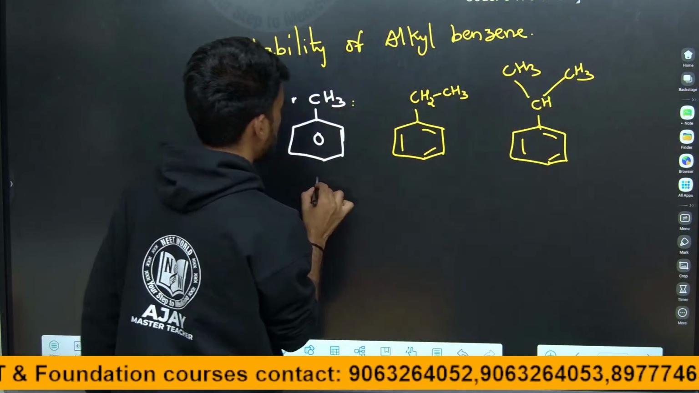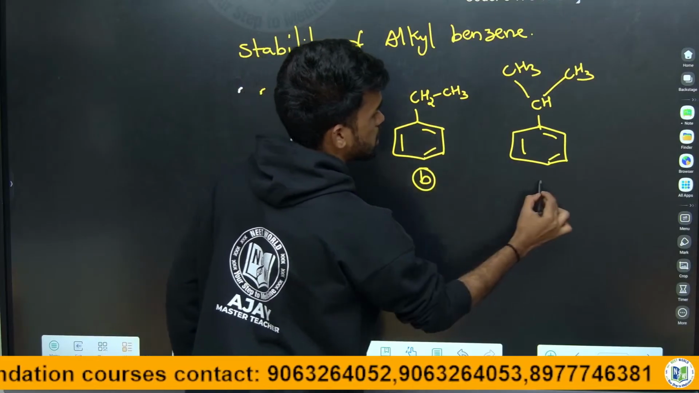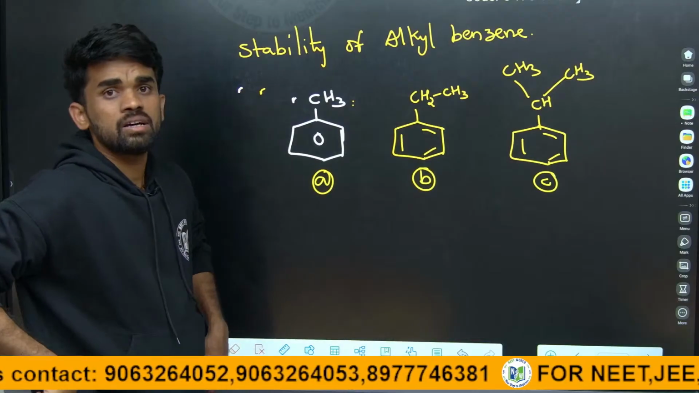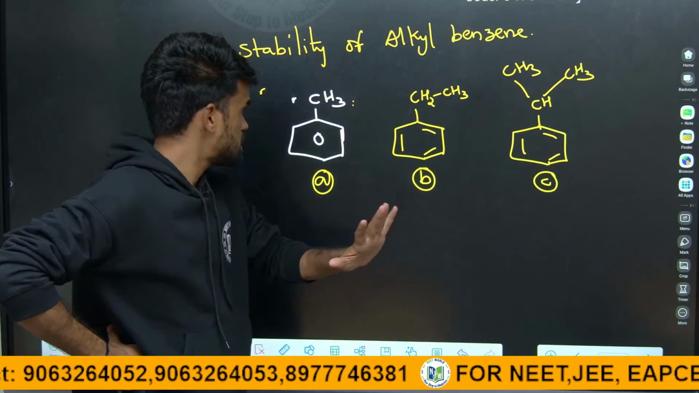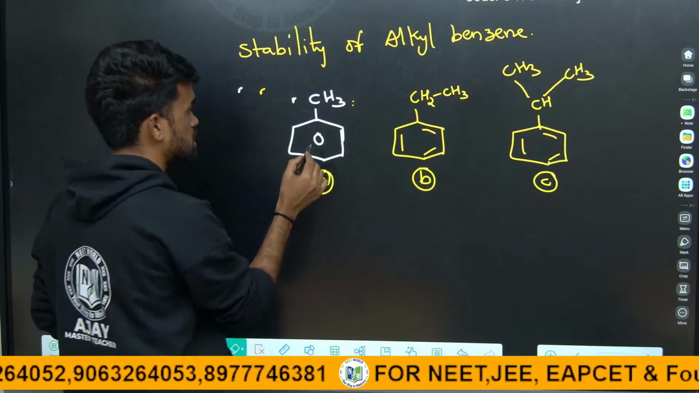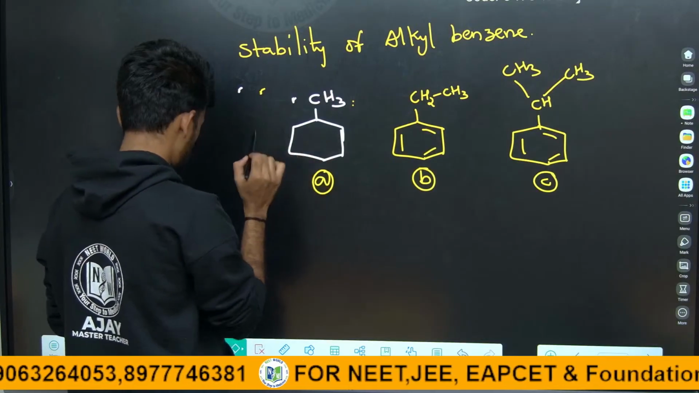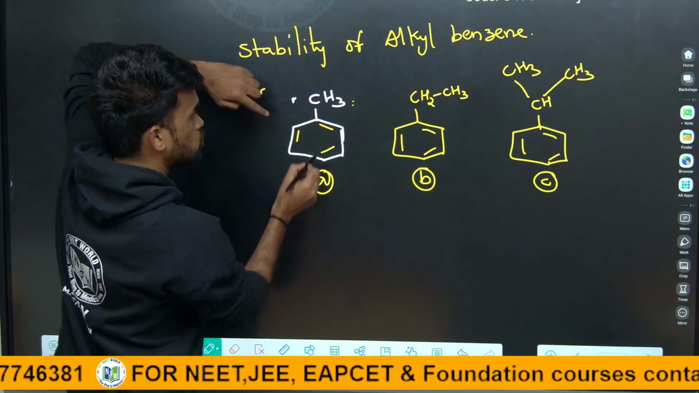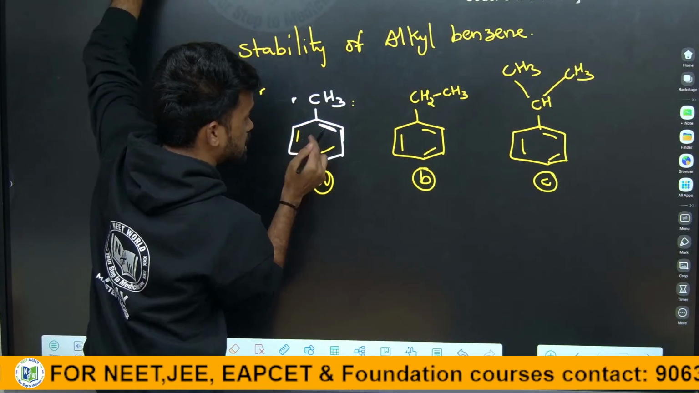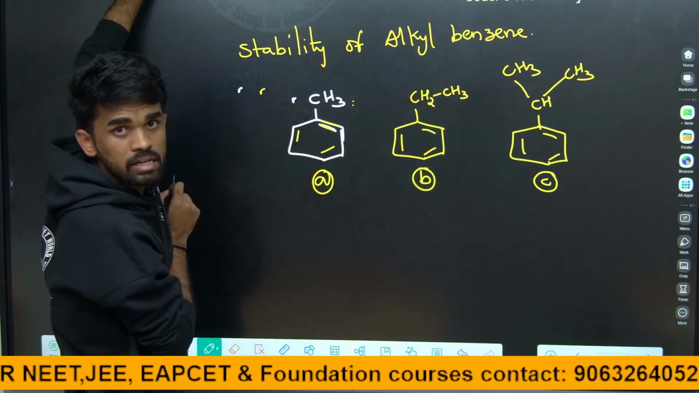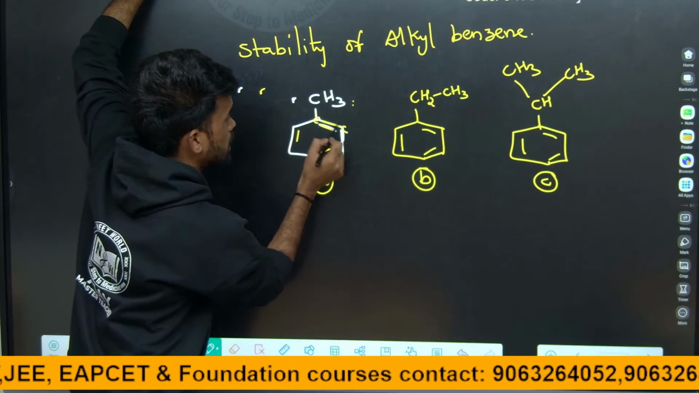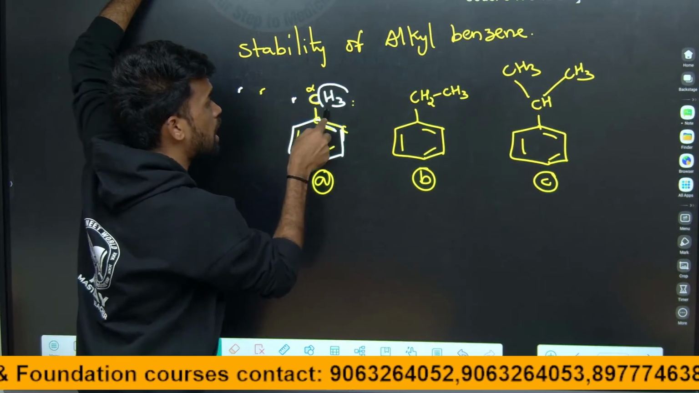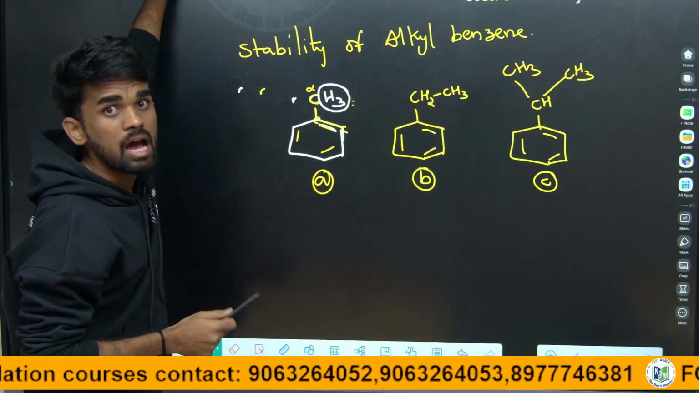Out of these A, B, C, which alkyl benzene is more stable? How can we answer based on hyperconjugation? Instead of writing this as a resonating form, just write it with the double bonds like this. Now check, to this double bond, can I consider this as an alkene, an olefin? It's a double bond. To this carbon, this carbon is what? Alpha carbon, right? It means these 3 alpha hydrogens can participate in hyperconjugation.